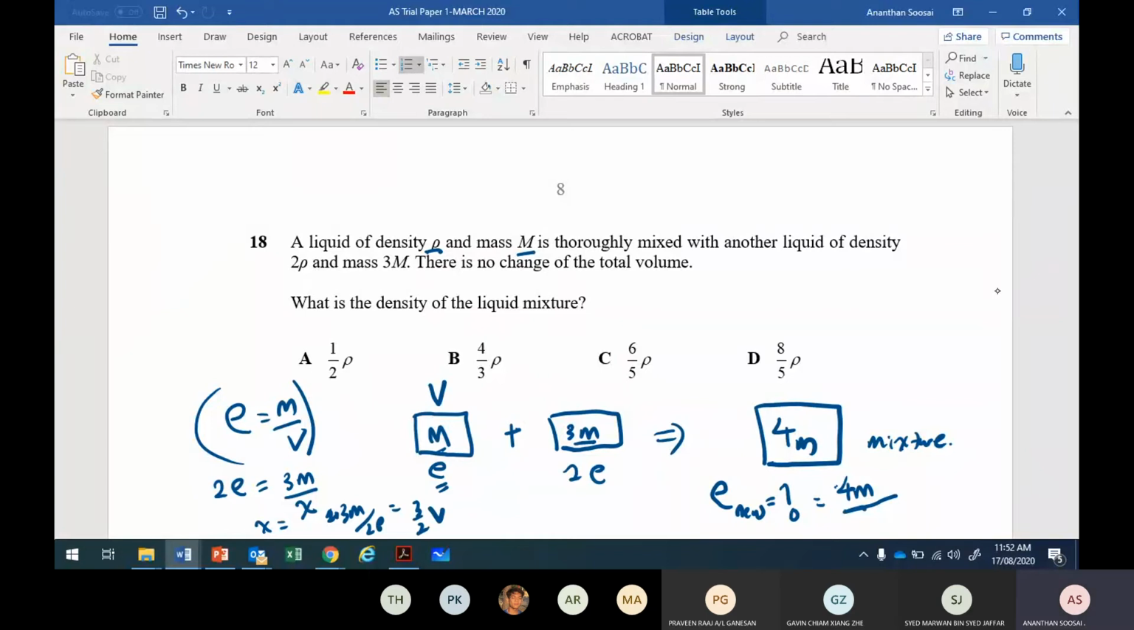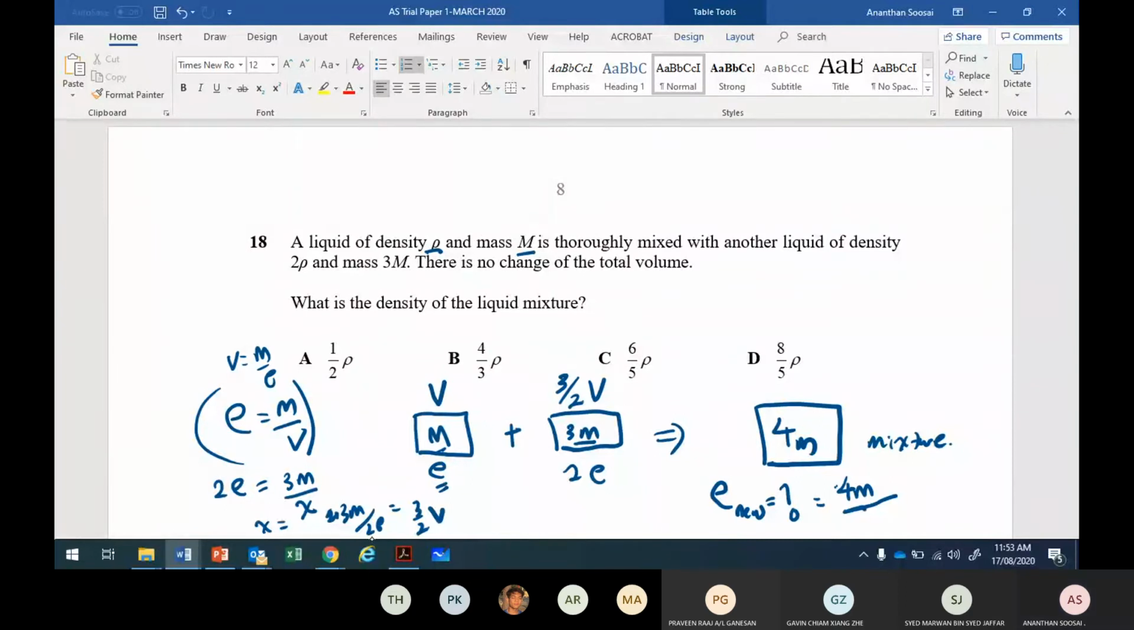You see here from the earlier formula, what is V? V is m over rho. So for 2 rho, 2 rho is 3m over the new volume x. Find the x. X is 3m over 2 rho. So m over rho is what? M over rho is V, so I put it as V. The conclusion is that the volume is 3 over 2 V.